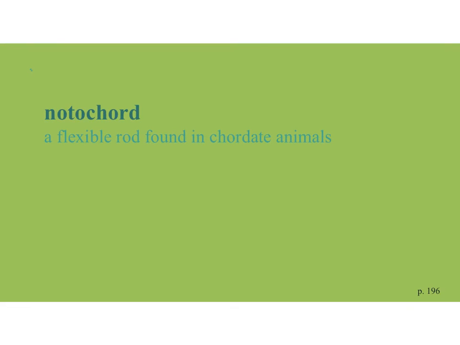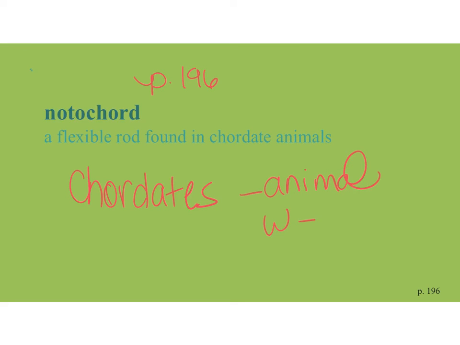Let's talk about a notochord, which is on page 196. It's the presence of a flexible rod, and that flexible rod is called a notochord. It can be present at any time of the animal's life. Some can outgrow it. Anyway, animals that have that structure are called chordates.